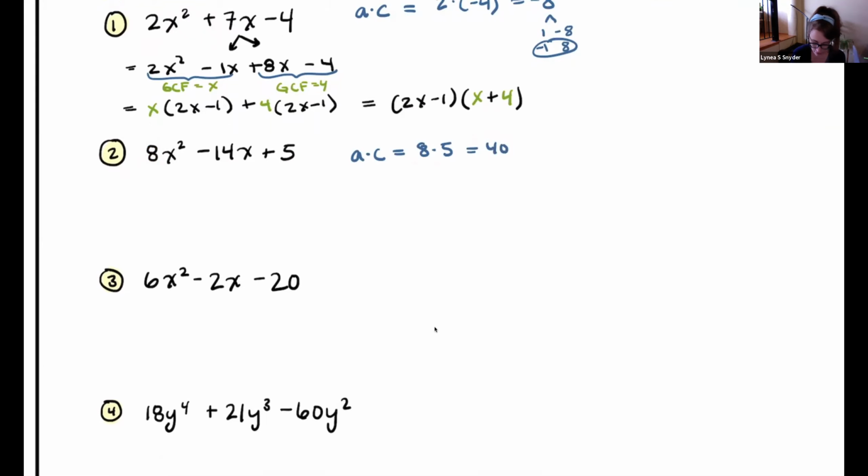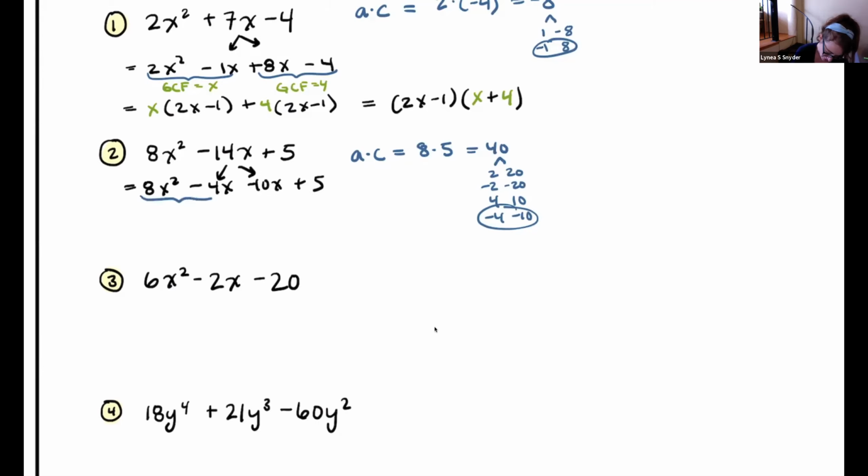Okay, now we need factors of 40 that add up to negative 14. We've got 1 and 40 and negative 1 and negative 40. Well, they're 39 apart, so that's not going to help us. We've got 2 and 20, negative 2, negative 20. I don't think that works. We've got 4 and 10, negative 4, negative 10. I think that works, right? Negative 4, negative 10 will add up to negative 14. So let's split up our negative 14x into minus 4x and minus 10x.